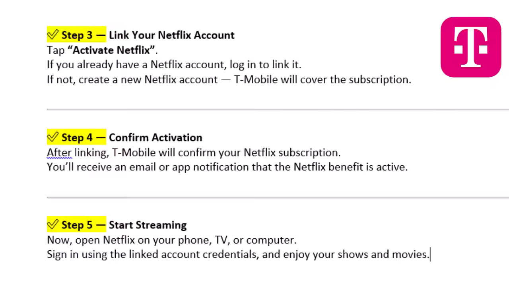Step 4. Confirm activation. After linking, T-Mobile will confirm your Netflix subscription. You'll receive an email or app notification that the Netflix benefit is active. Step 5. Start streaming. Now, open Netflix on your phone, TV, or computer. Sign in using the linked account credentials and enjoy your shows and movies.